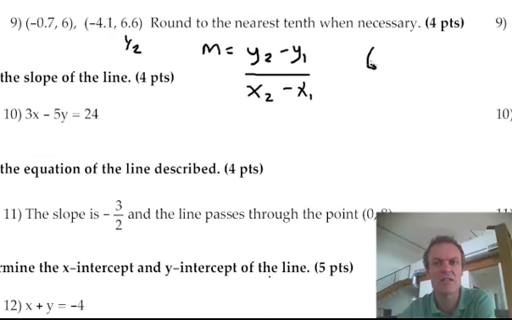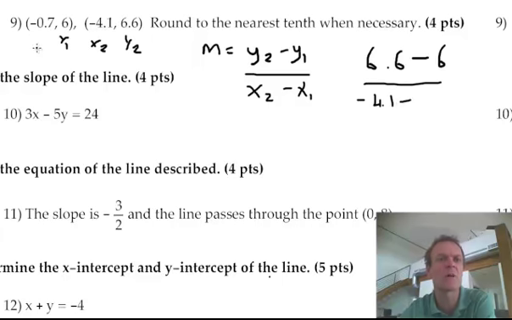That's 6.6. I'm going to subtract. What am I subtracting? Here's the y1. I'm subtracting 6. All over, here's x2, the second x. That's negative 4.1. And I'm subtracting x1. So there's the x1, the y1, the x2, and the y2.